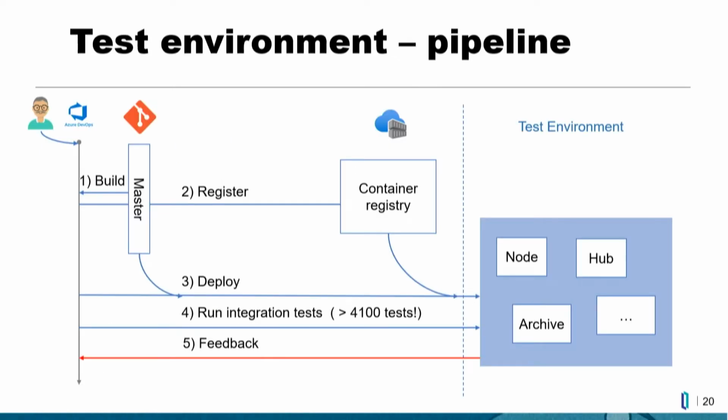So how does that work? The code is already in master. In a first step, we are going to use Docker to build the code and make a Docker image of it that can be registered in the Azure DevOps container registry. In the third step, we are going to deploy it. We are going to use some scripts that are still on the Git and combine them with the images to have a specific test environment going live. And then we have the integration tests.